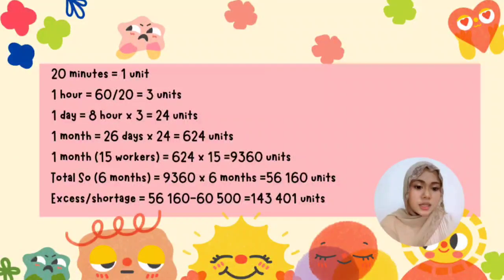The last step, we need to calculate whether this is excess or shortage. So we need to calculate the total standard output for the 6 months minus the total forecast demand that we calculated before. So we got 143,401 units.